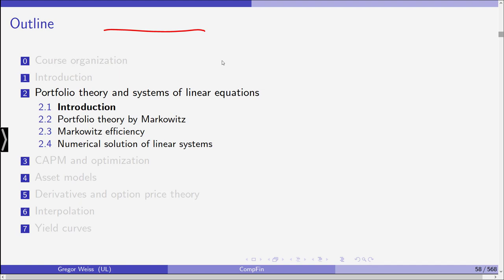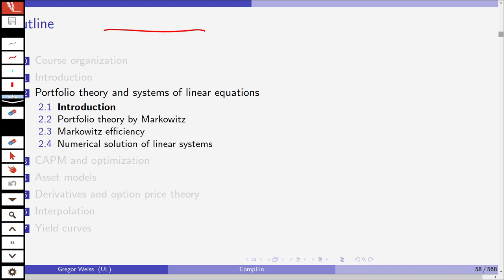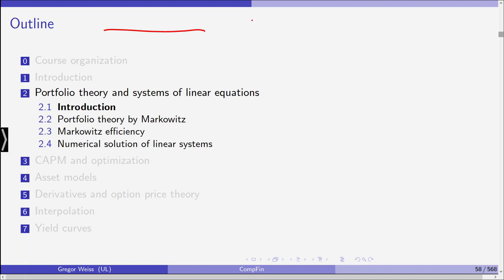In this second class, we are going to start with our discussion of chapter 2, which is on the portfolio theory of Markowitz. And related to that, because you often need this from time to time in finance and also economics in general, how to solve a system of linear equations. And this is all related to, in the end, optimization, portfolio optimization. So we'll be discussing this in more detail later on when we talk about the capital asset pricing model and optimization in chapter 3. But now we'll be turning to the introduction and the basics of portfolio theory first.